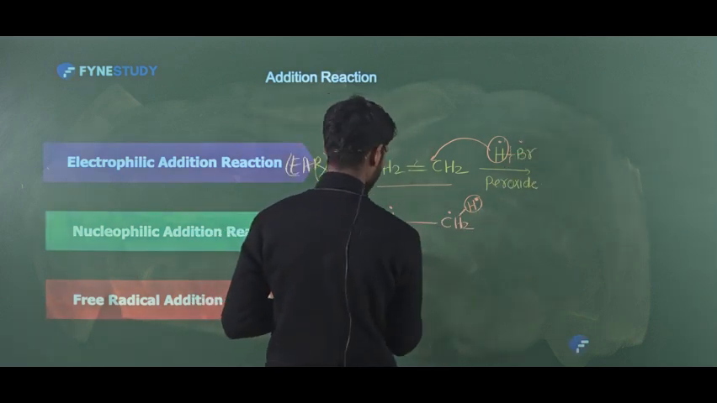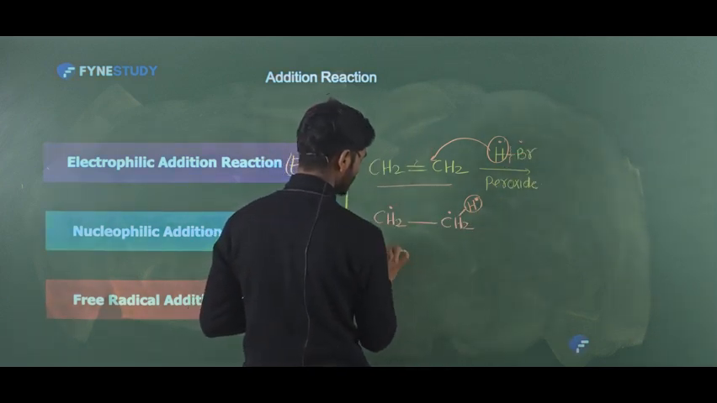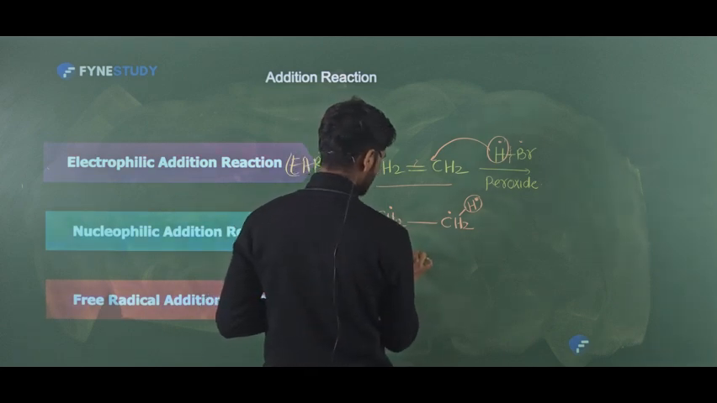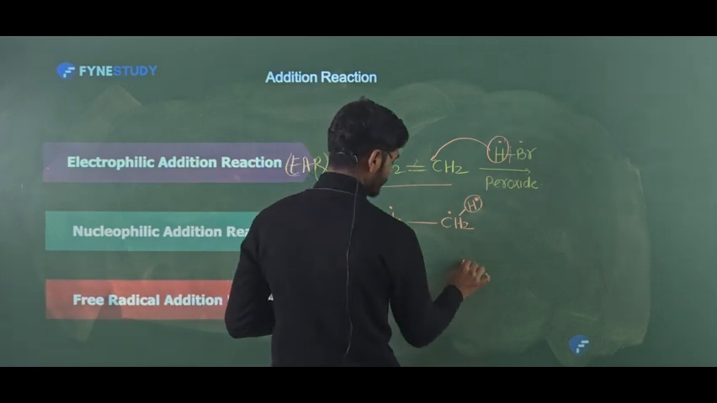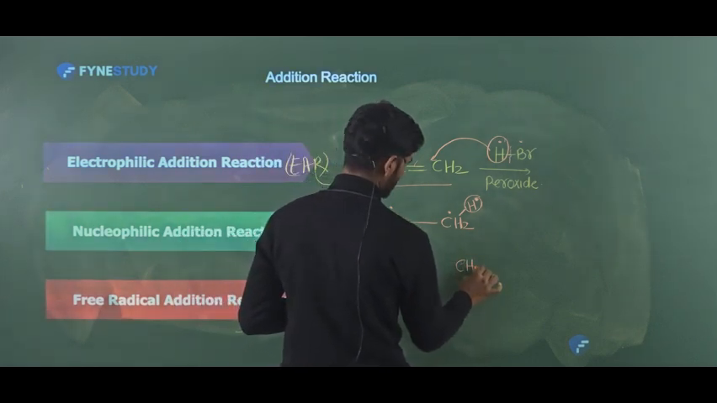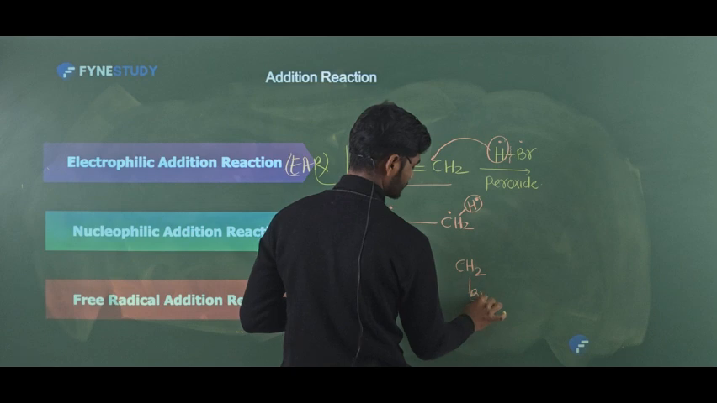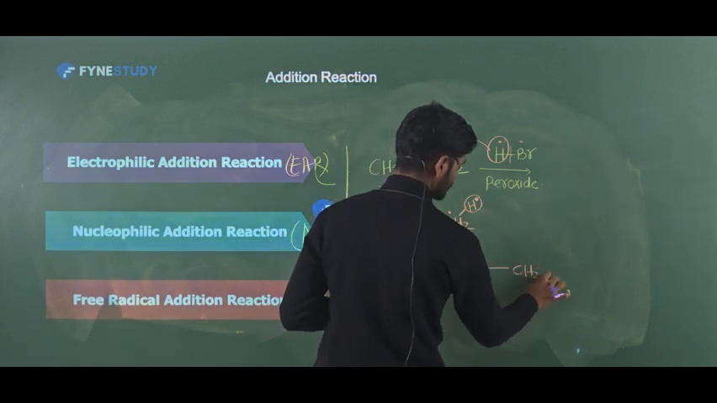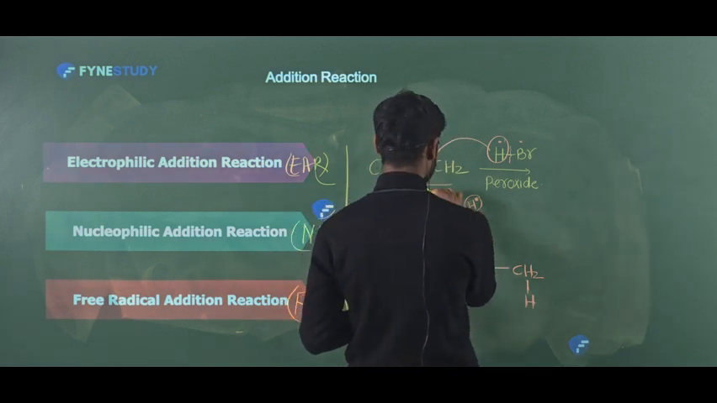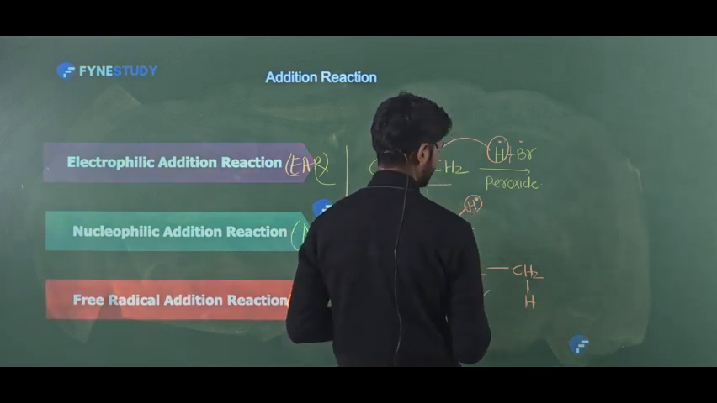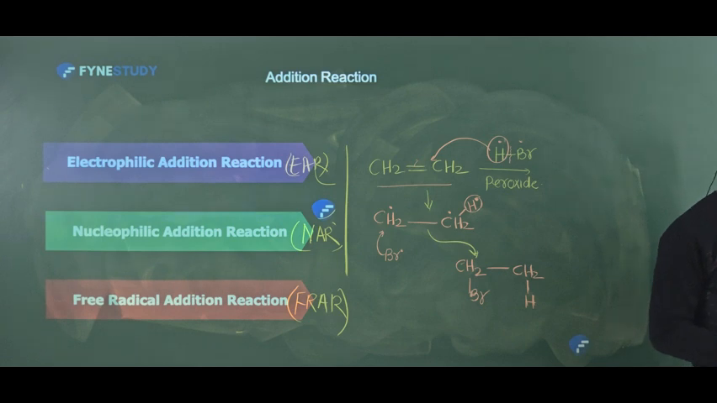Again, the Br free radical will approach the other carbon, which has the free radical. Again, here a free radical, here a free radical, both will combine, and it will form CH2Br, CH2, here will be hydrogen. So the product will be like this. I hope you understand.